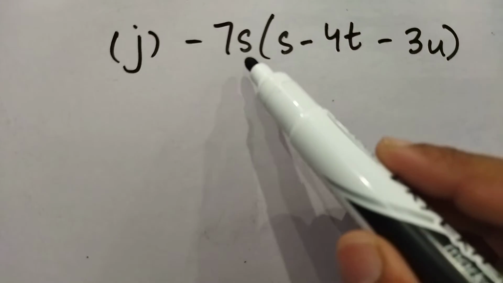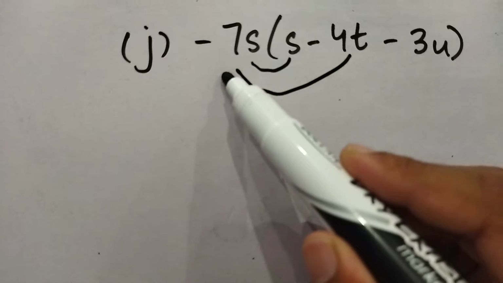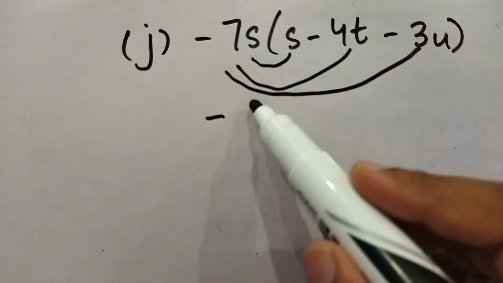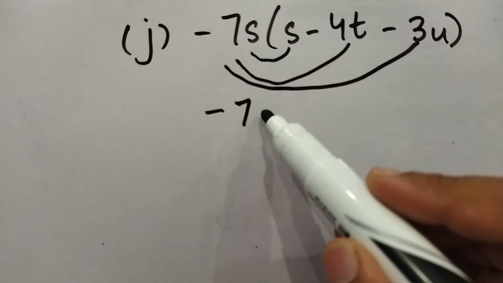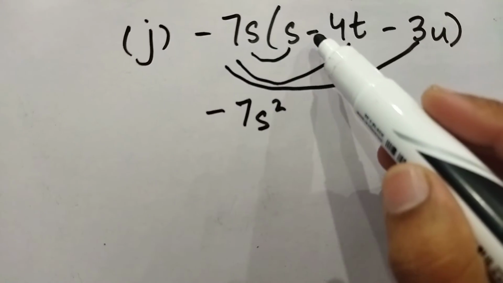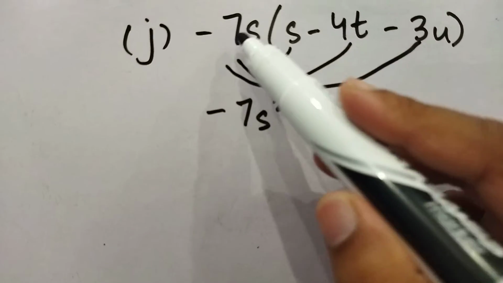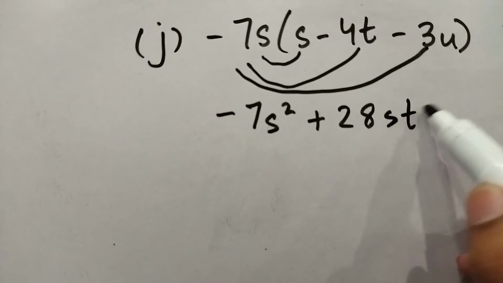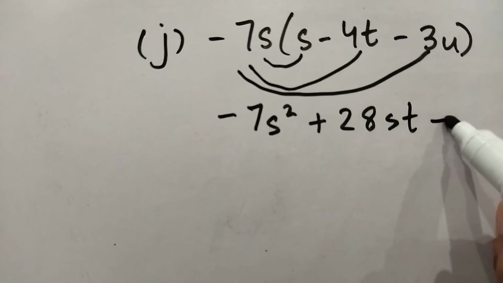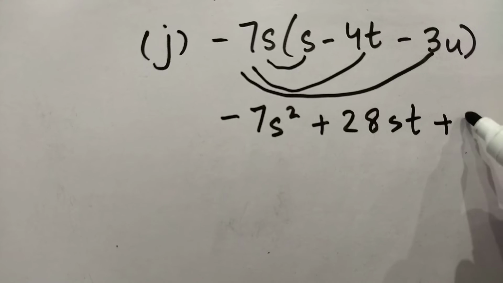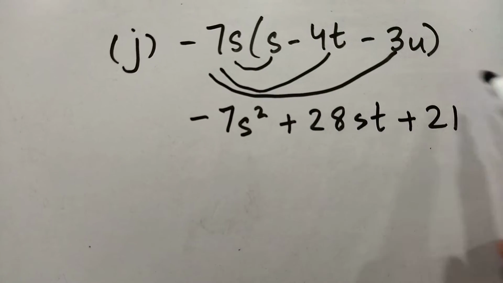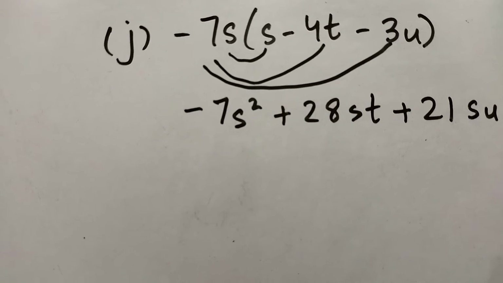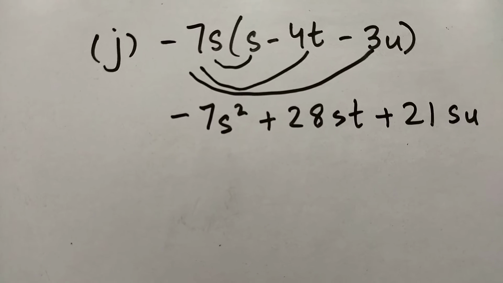Then we have part J. Again we have 3 terms, so we are going to deal with them one by one separately. Minus plus minus. 7 into 1, 7. S into S, S square. Then minus into minus is plus. 7 4s are 28. S into T is ST. Then minus minus plus. 7 3s are 21. S into U is SU. This is the answer. So you see, students, how easy it is to deal with these type of questions.